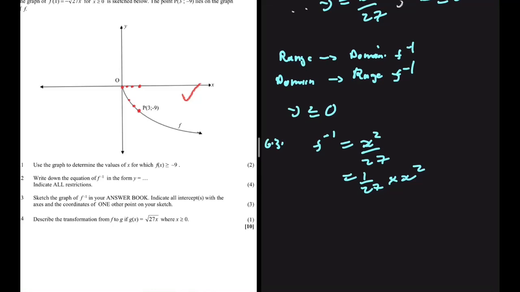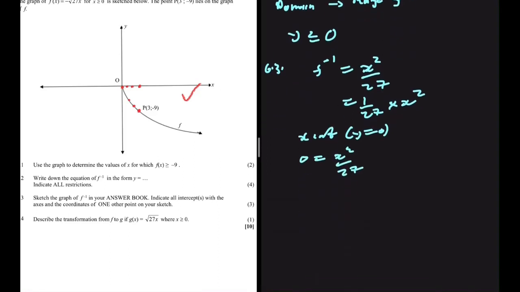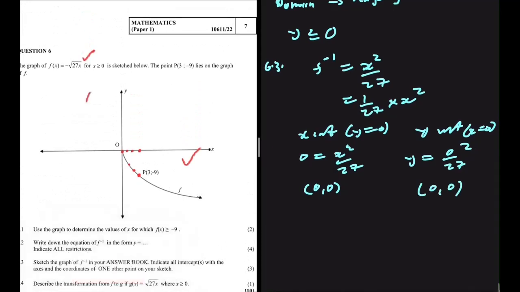We need to indicate our intercepts. So x-intercept, y is equals to 0. So if we let y be equals to 0, we're going to have x squared divided by 27. If you cross multiply, you're going to realize fairly quick that x is also equals to 0. And then for the y-intercept we let x be equals to 0, so we're going to have y being equals to 0 divided by 27. Again, the y-intercept is at 0 and 0. So that is to say that our graph should look something like this, right?